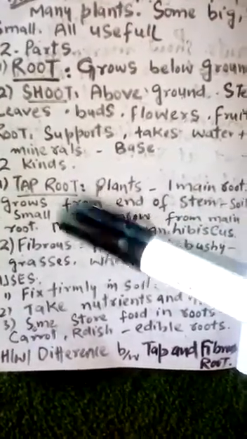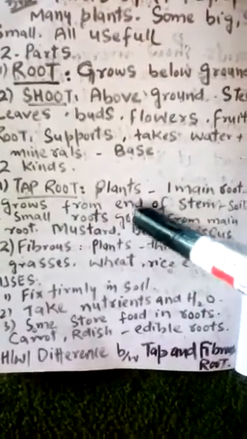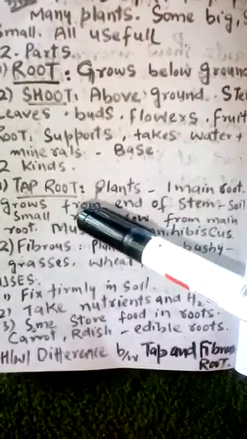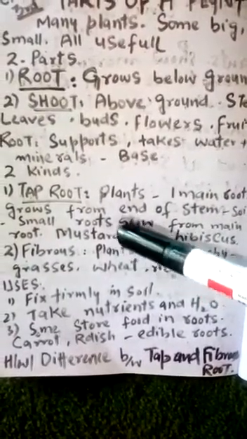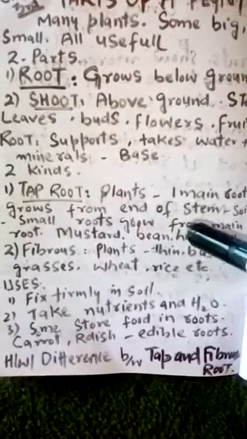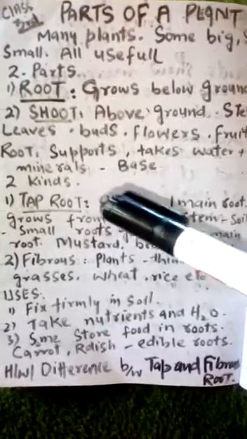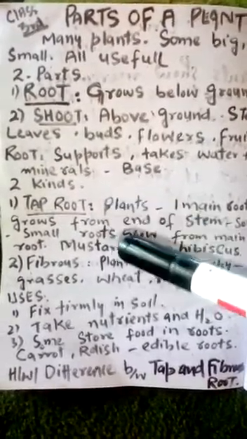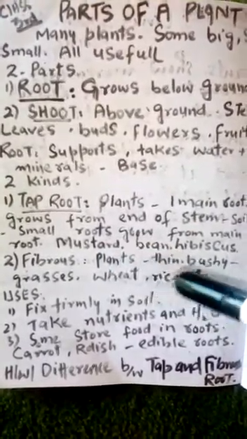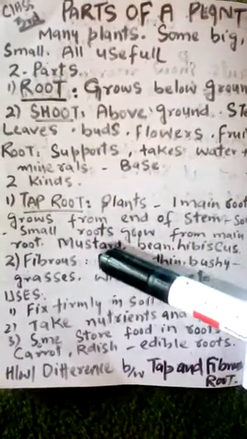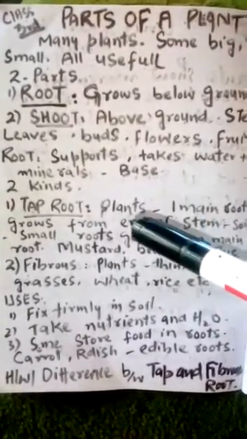Students, once again I will repeat. Tap root, it is the main root. It grows from the stem and goes into the soil. Then many small roots grow from this main root, and this is called tap root. Students, this tap root is present in plants like mustard, bean, hibiscus. Mustard plant, bean and hibiscus have tap roots.